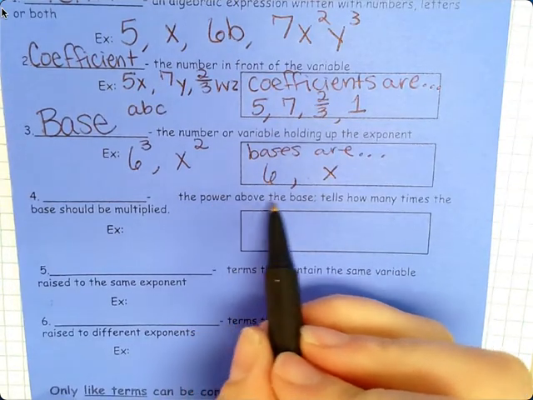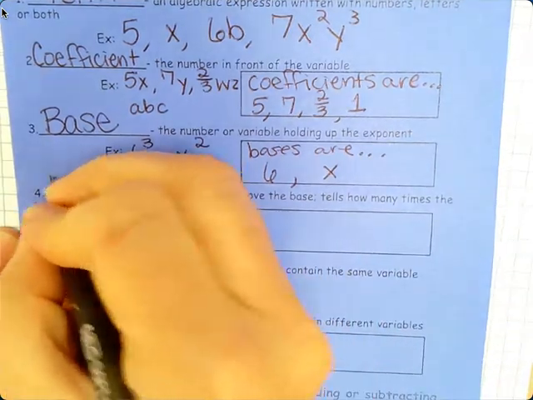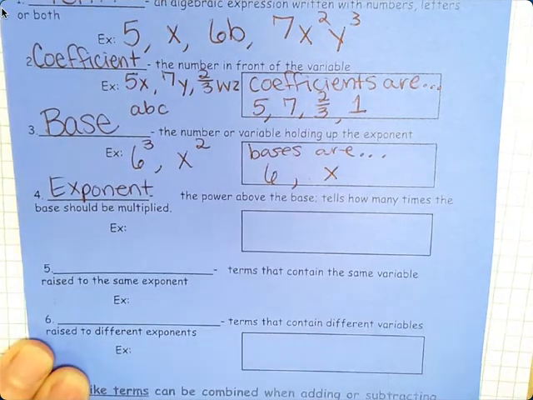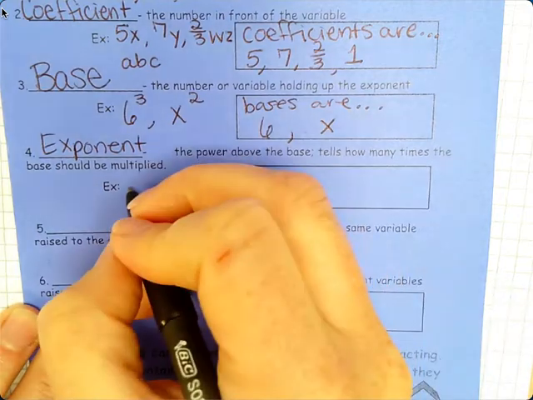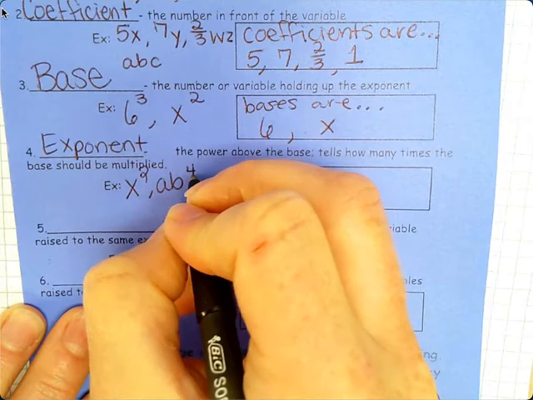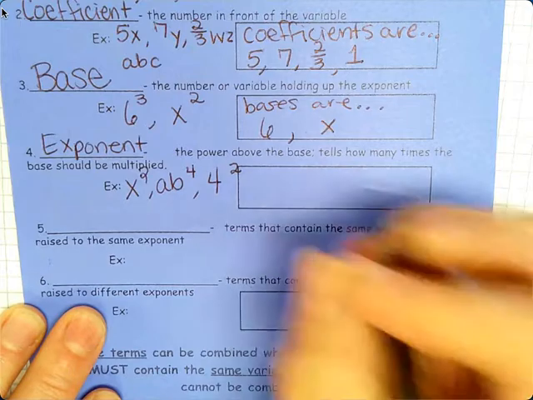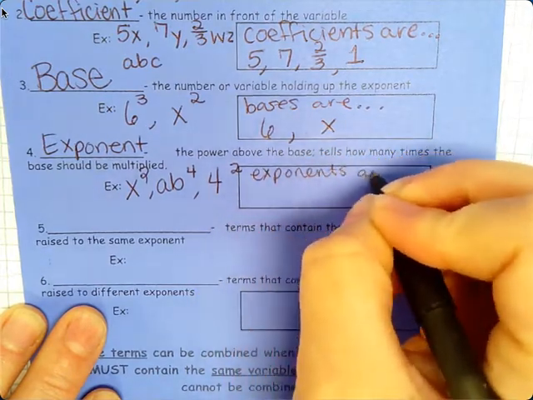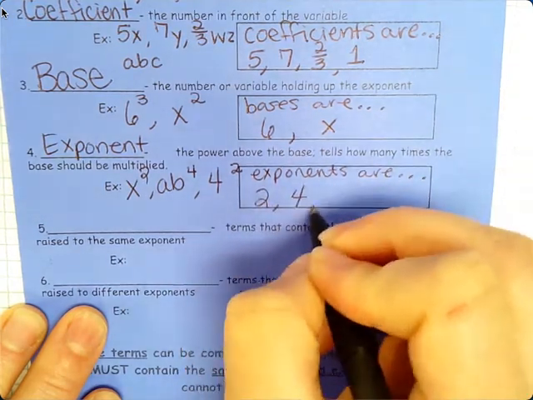The power above the base tells how many times the base should be multiplied. Exponent. Very good. So an example would be if we have x squared, or 4 squared. The exponents are 2, 4, and 2.